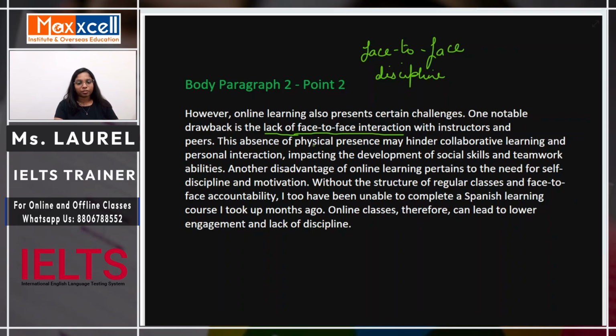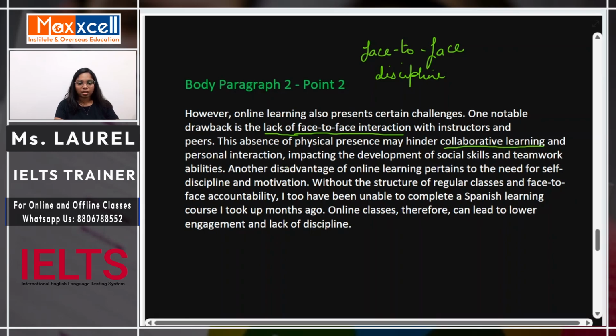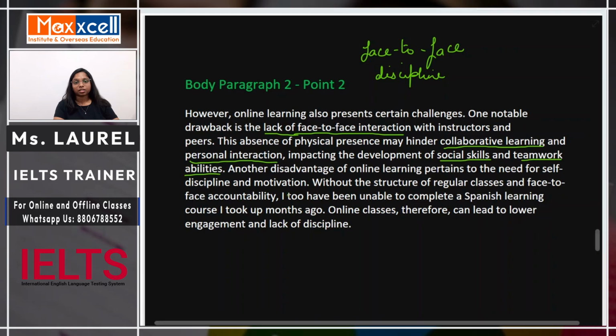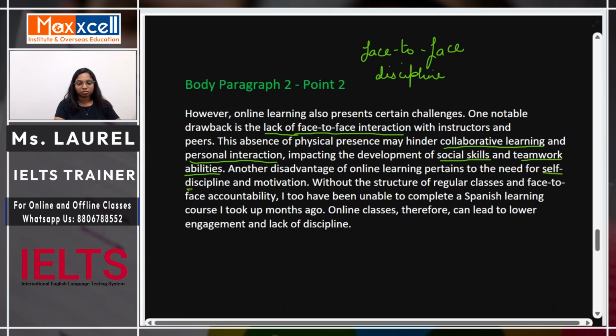This absence of physical presence may hinder collaborative learning and personal interaction, impacting the development of social skills and teamwork abilities. Now these are things that you can experience only in a physical classroom. Another disadvantage of online learning pertains to the need for self-discipline and motivation. Here you can see we have moved on to the second point.